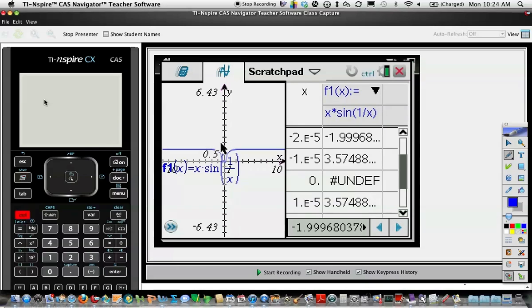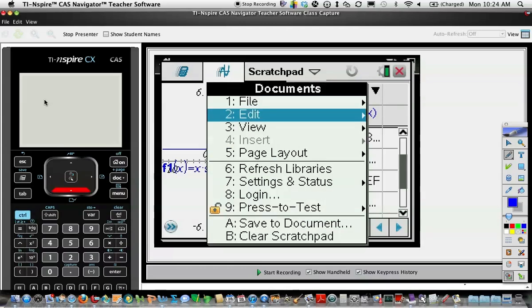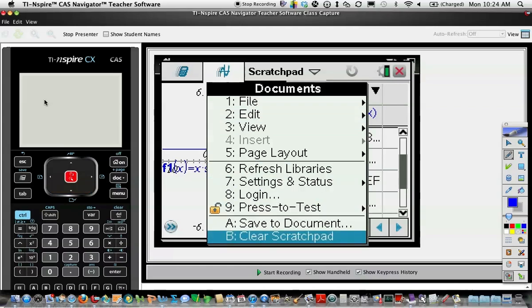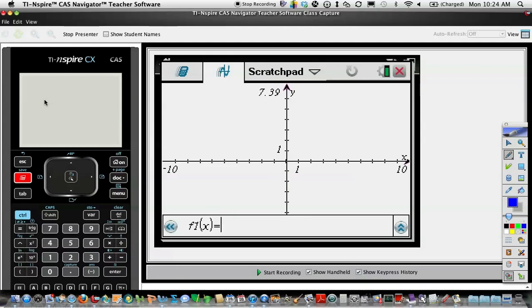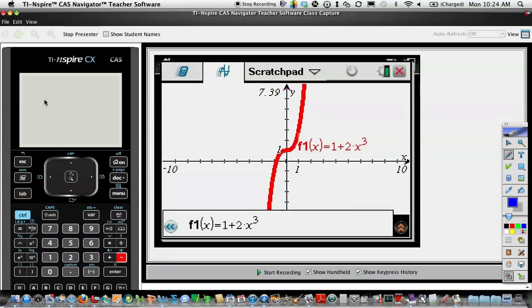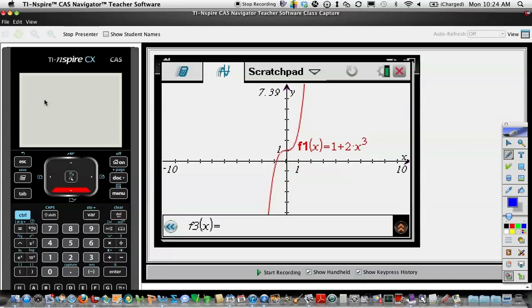Go ahead and go up to your scratch pad and hit clear the scratch pad. Probably the fastest way to do that. Okay? Now, type in your f of x, or type in 1 plus 2x cubed. Because I'm sure some of you are thinking, well, geez, if I have my calculator and I want to know the highest and lowest values of f from -1 to 2, why don't I just graph the thing and look at it?